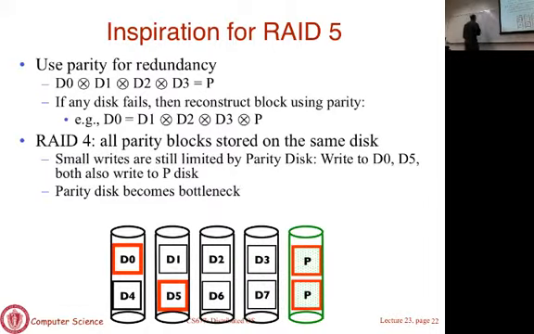That is a property of the XOR operation. I assume you know what XOR is. XOR basically guarantees that if A XOR B equals C, then C XOR B is going to be A, or C XOR A is going to be B. That's what XOR allows you to do. So if you XOR all of these and you get P, and one of these fails, you can take the remainder, XOR them, and reconstruct the lost block.